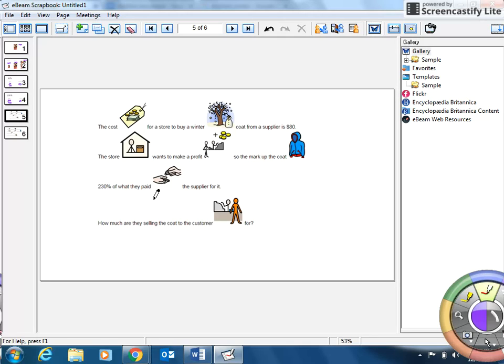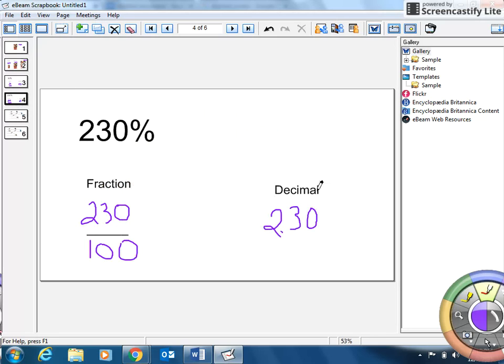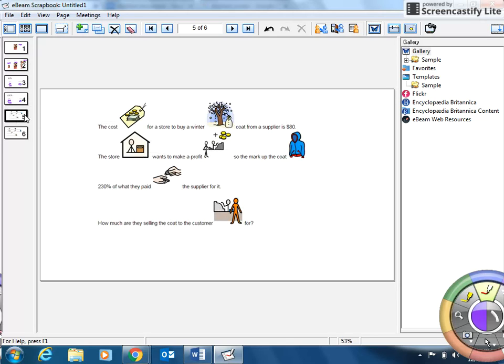Well, we have to change 230% to a decimal. What would 230% be as a decimal? We learned that in the previous slide. Oh, what is it? 2.3. We're going to use that knowledge now. So what was the cost of the coat originally that the store paid for it? $80. So we're going to take our $80 and multiply it by our decimal.